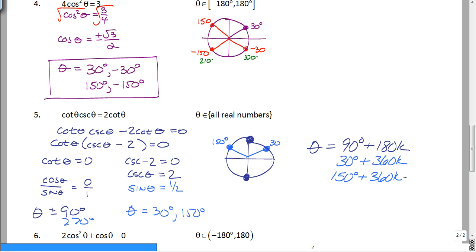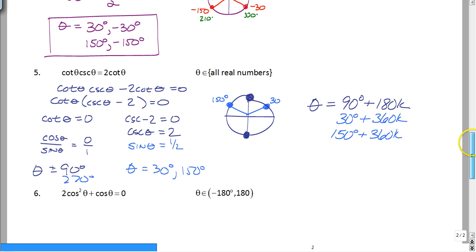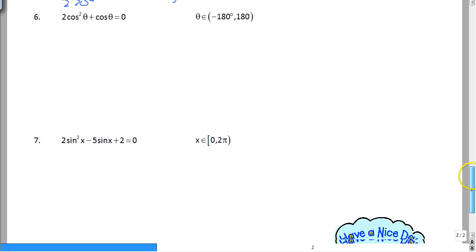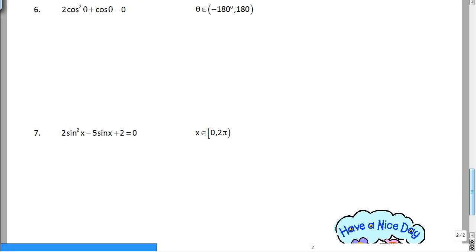Because it says all real numbers, there is no start, there is no stop. So anything is allowed. 390 would work. 270 would work. All of it. Just make sure you get it. Okay? So whenever you have all real numbers, make sure you add your plus whatever k. We have 2 questions left. They are a little tricky, but I would like you to pause the video and try to do this the best that you can, and then we'll talk about it again later.